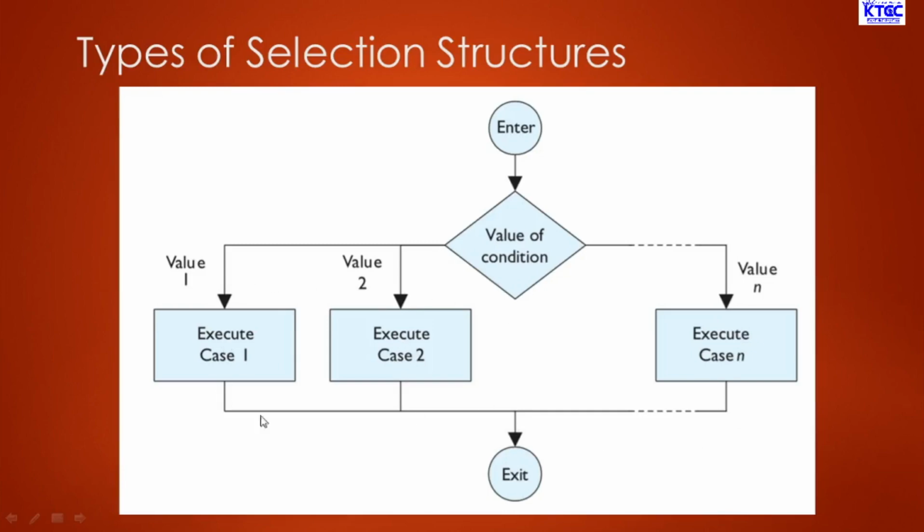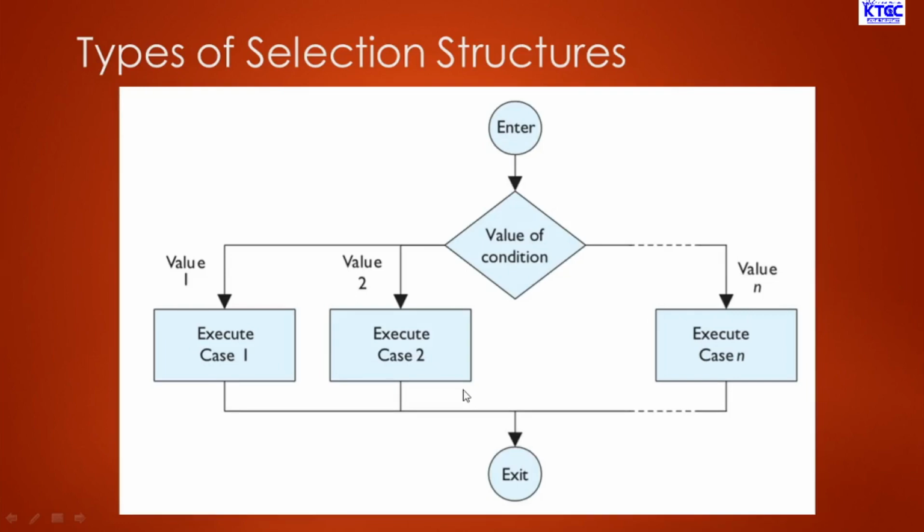After executing this one, you come and exit. After executing this one, you pass and come and exit. At the end of every program, it must end, right? So that is how it should be. So basically, this is a typical example of what? Multiple alternative statements. So we can use this to make a lot of decisions.